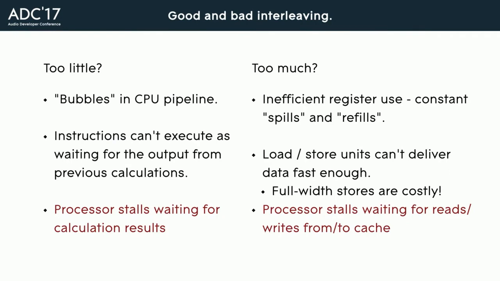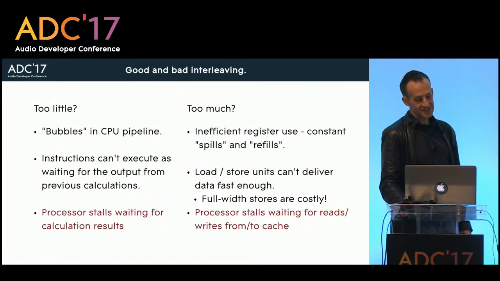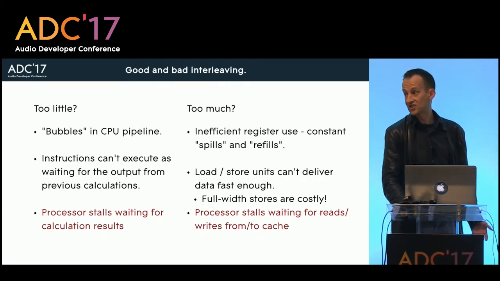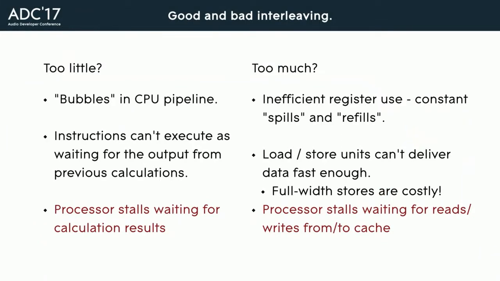But there's a kind of Goldilocks zone for interleaving. If we do too little, you get these bubbles, these gaps where the CPU pipeline isn't doing anything. The CPU is waiting for previous instructions to complete, and the processor stalls waiting for the results. On the other hand, too much. A microprocessor only has a certain number of visible registers. That varies from one architecture to another, and it's even different depending on whether you're running in 32 or 64-bit mode in some cases. And you end up churning the register file.